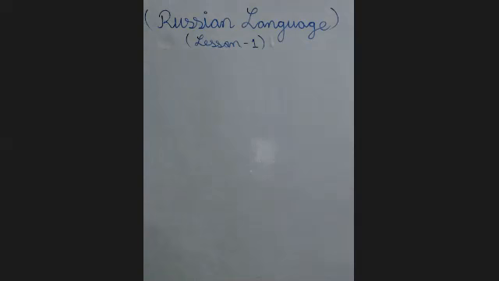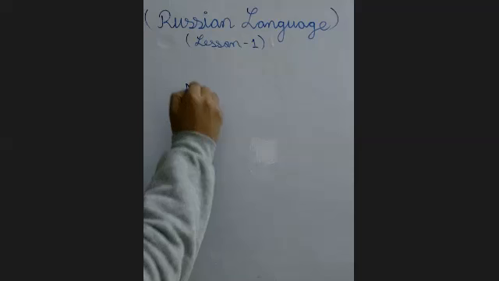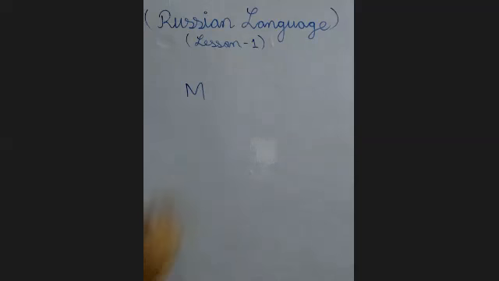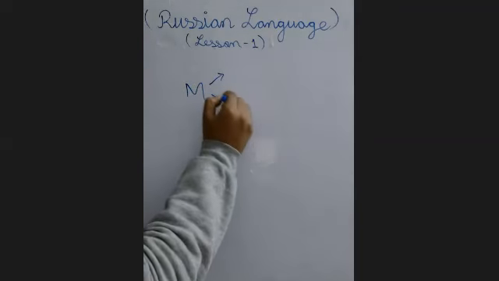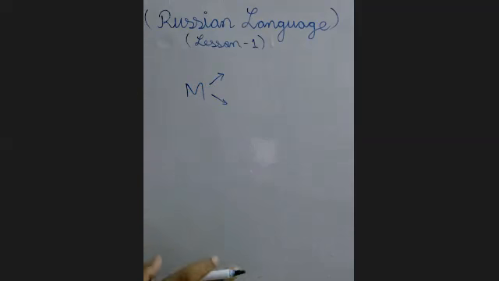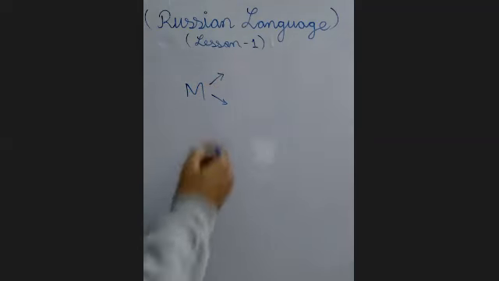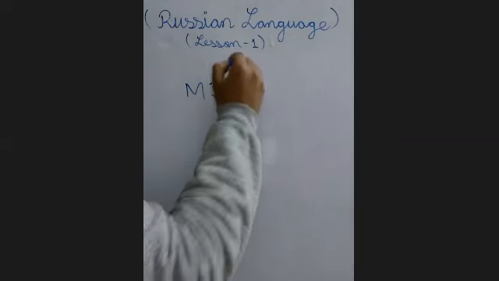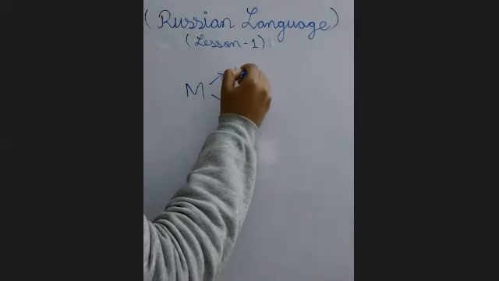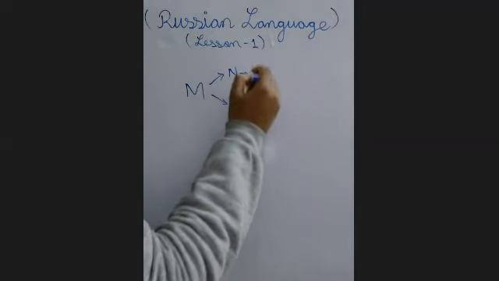Before starting with the alphabet, I would like to make one thing clear here. Like, if we use M, every letter, especially consonants, has two things: a name and a sound. The name of this letter is basically M. What do we call it?